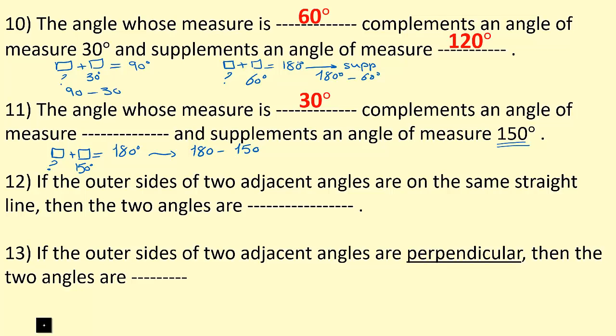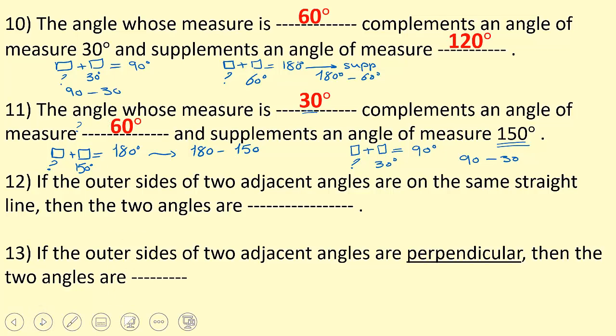So the angle whose measure is 30 degrees now complements an angle of measure what? Simply, I know that two angles are said to be complementary if they add up to 90 degrees. I have one of them equal to 30 degrees. What is the measure of the other complement angle? 90 degrees minus 30 degrees. So the other complement angle is equal to 60 degrees.